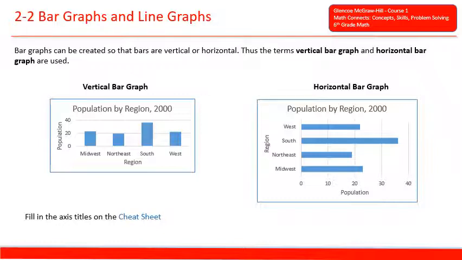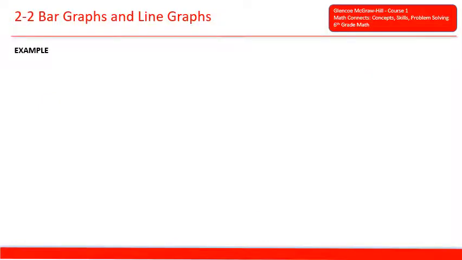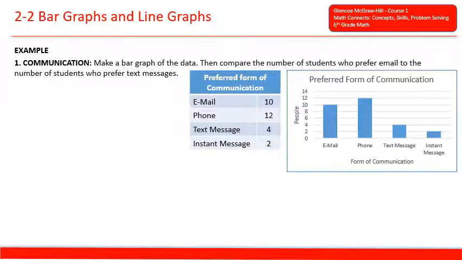So now you have to fill in the axis titles on the cheat sheet. Example, make a bar graph of the data, then compare the number of students who prefer email to the number of students who prefer text messages. So here's our table, and the bar graph's here for us.